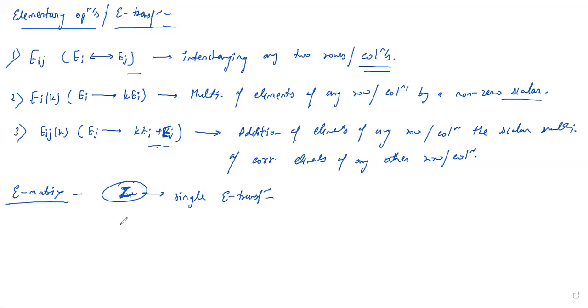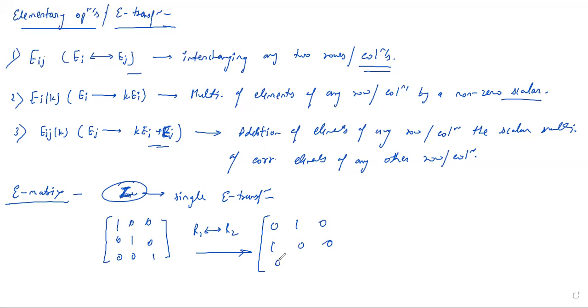So let's see it like this. This is my identity matrix of 3 cross 3. Now I am applying the transformation of interchanging R1 and R2. By applying this transformation, we will get our matrix as 0, 1, 0, 1, 0, 0, and 0, 0, 1. This is my corresponding E12 matrix, the elementary matrix of the single row transformation I have applied, which is R1 to R2.